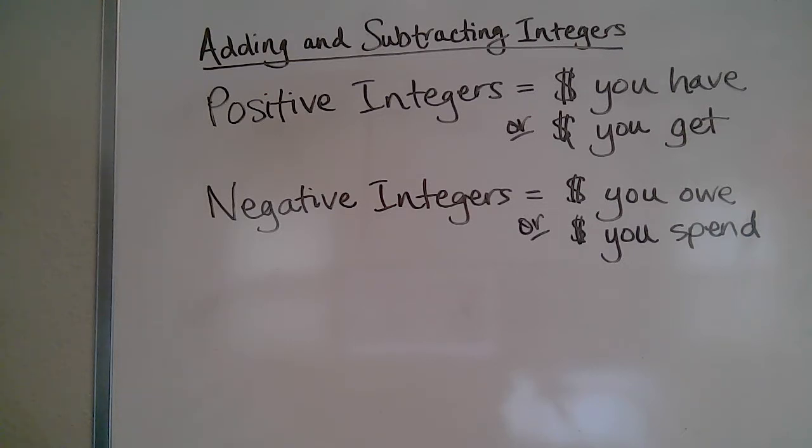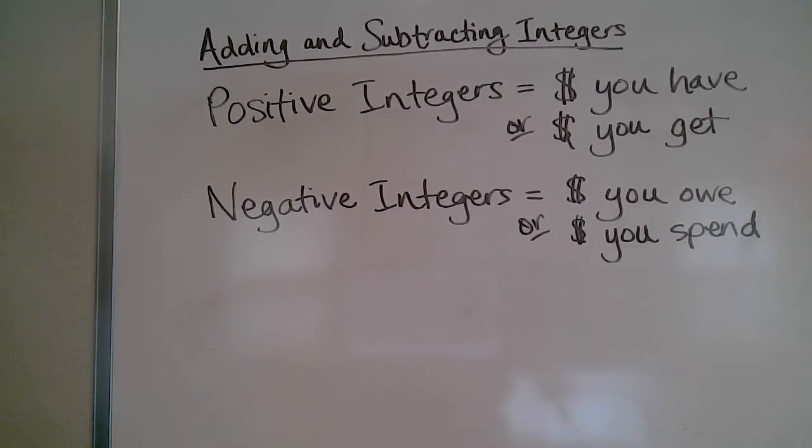So the way that I like to teach adding and subtracting integers is I like to think about positive integers as money you have or money that you get, and negative integers as money that you owe or money that you spend. A lot of us like money, we understand money. It tends to be an easy way to understand the idea of adding and subtracting integers. Also, just to know, you can't owe money if you have money to pay somebody back. So all debts have to be paid right away.